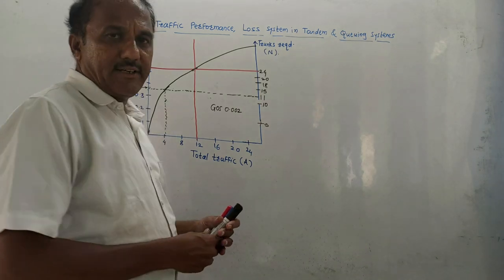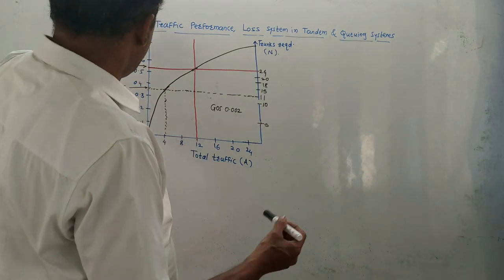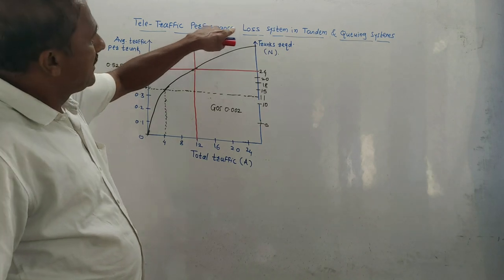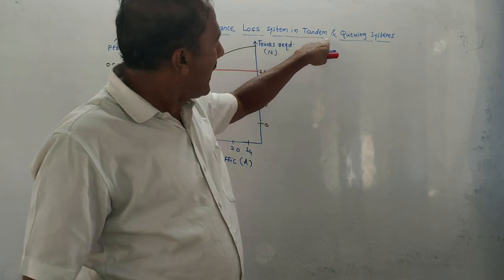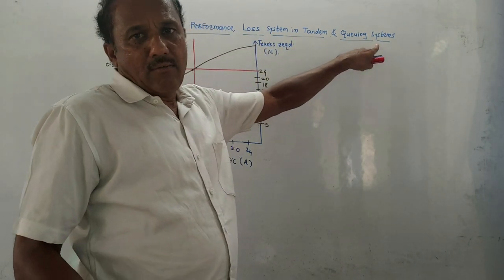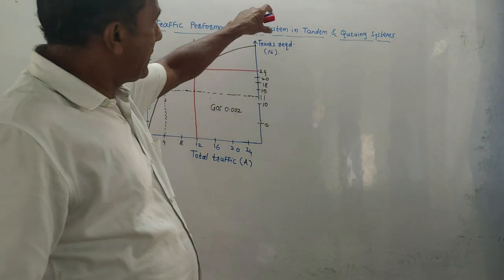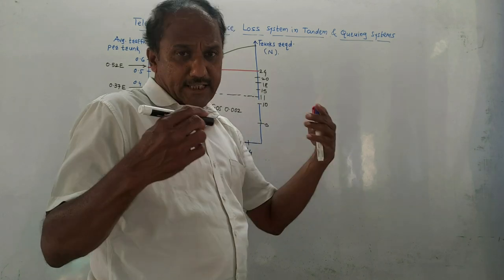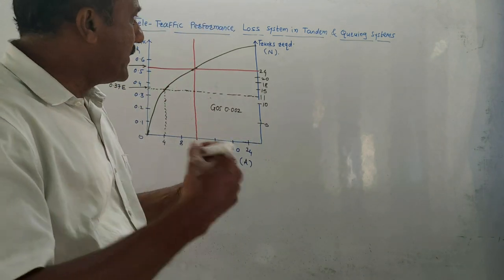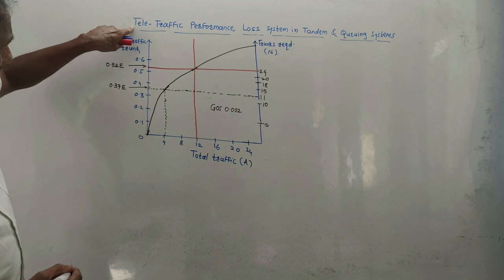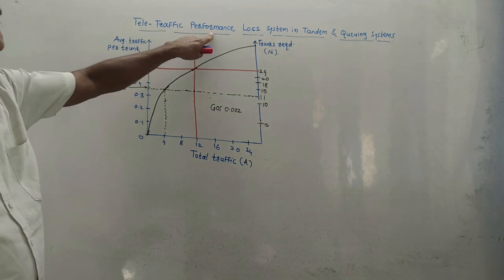and welcome you all. Dear students, today's topic is tele-traffic performance, loss system in tandem, and queuing systems. From the exam point of view, we can expect a short note on each of these topics, as well as we can expect the derivation related to delayed system. So we'll start the session with tele-traffic performance.